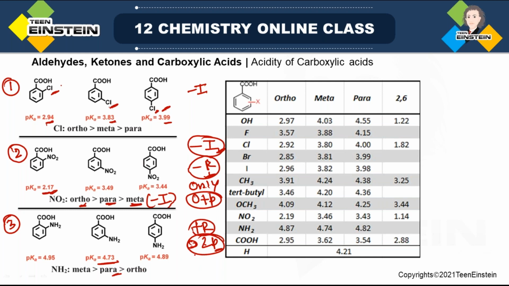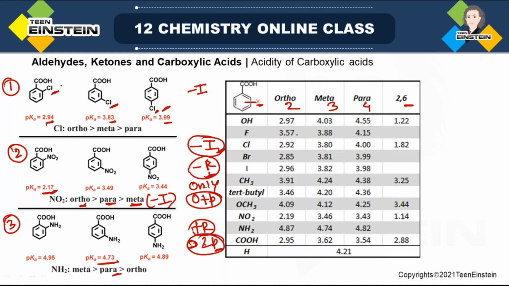So here we have different benzoic acid derivatives. The first example is chloro, then NO2, which is an electron withdrawing group, and the last one is an electron donating group, NH2. Not just these three groups: if you look at this table, this is the position of X. It is written in this way. That means X may be at the 2 position, X may be at the 3 position, X may be at the 4 position, or it may be at both ortho positions, that is 2 and 6.